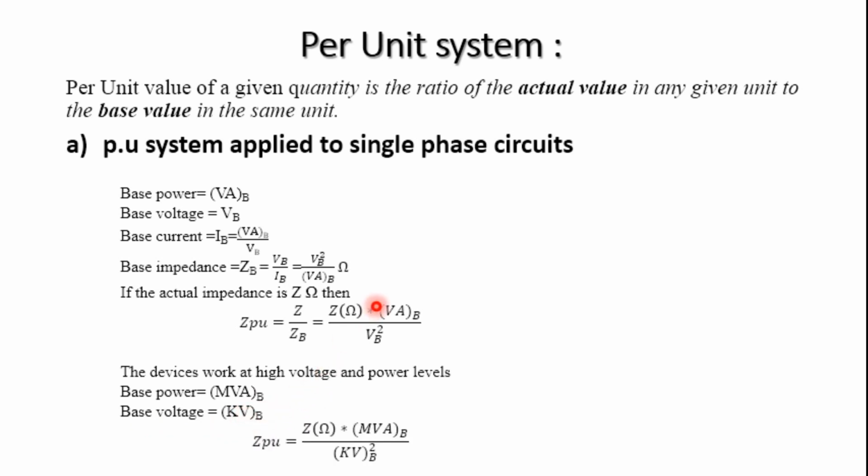Then Z per unit is equal to Z in ohm into VA base divided by VB square, which becomes Z in ohm into MVA base divided by kV base square. The equation is the same, we are just making it MVA and kV base square. So this is the equation we are going to use.